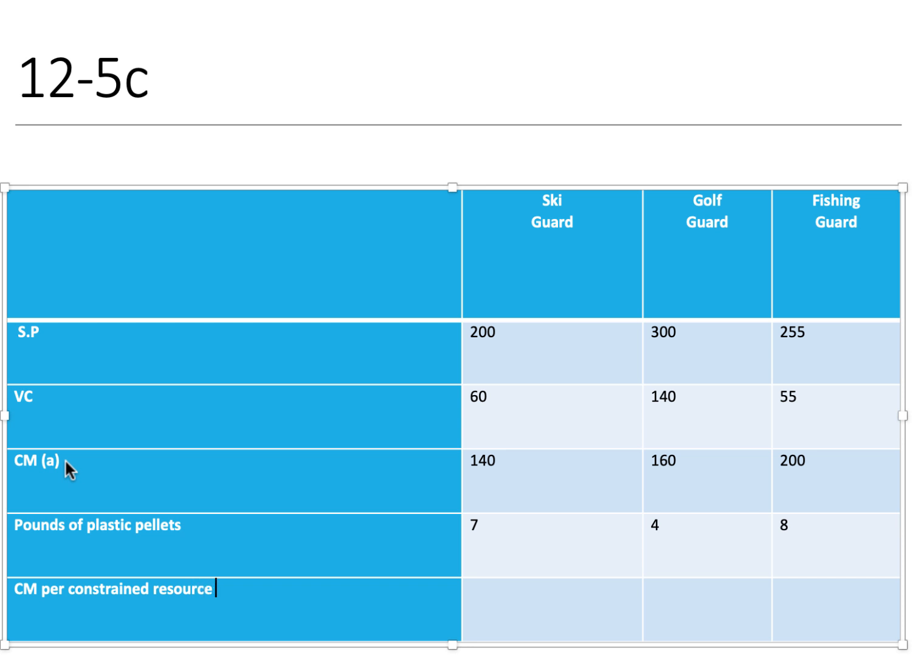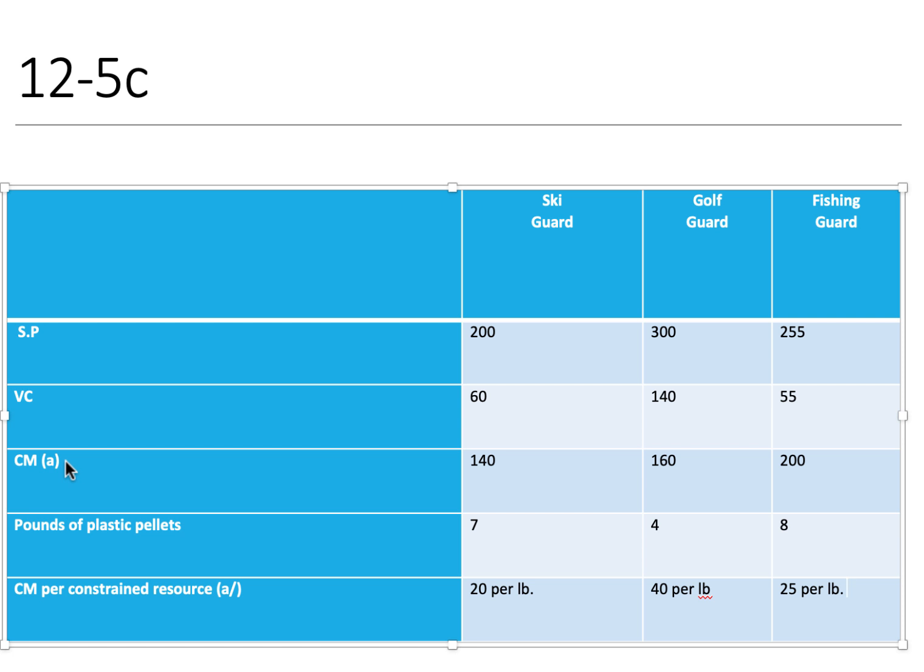or we're going to say A divided by B. And we see now that the ski guard actually only gives us $20 per pound. The golf guard gives us $40 per pound. Excuse me. And the fishing guard gives us $25 per pound. Okay.